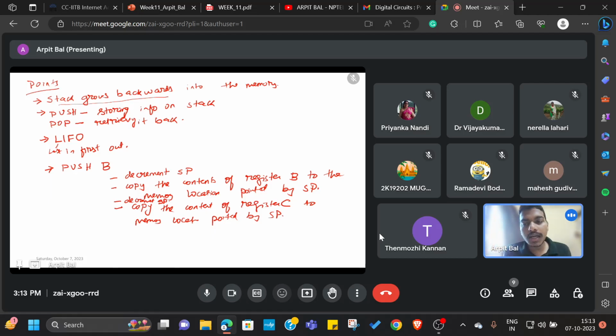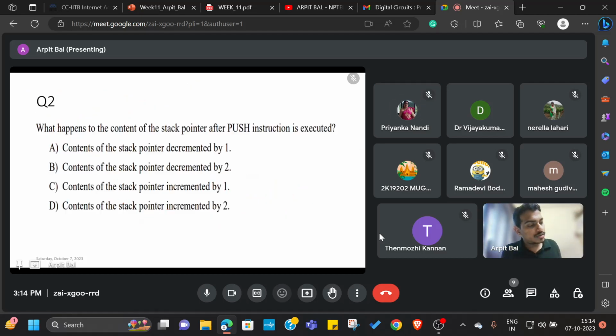Then whatever content is present in register B is copied into the location that is pointed by the stack pointer. Then the stack pointer is decremented again, and whatever content is present in register C is copied into the location pointed by the stack pointer. So in this process, how many times is the stack pointer decremented? 2 times. Correct. So what happens to the content of the stack pointer after a push instruction? The stack pointer is actually decremented by 2.